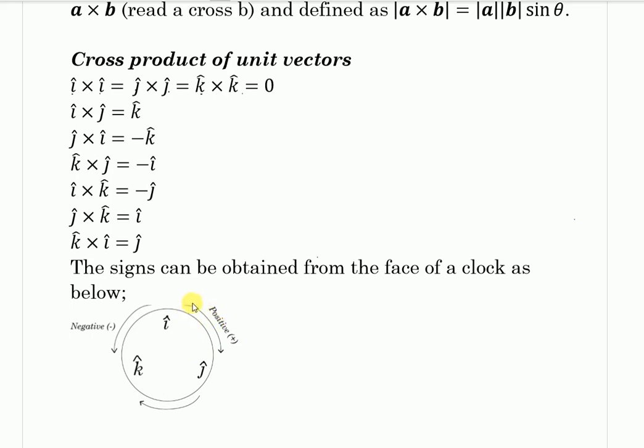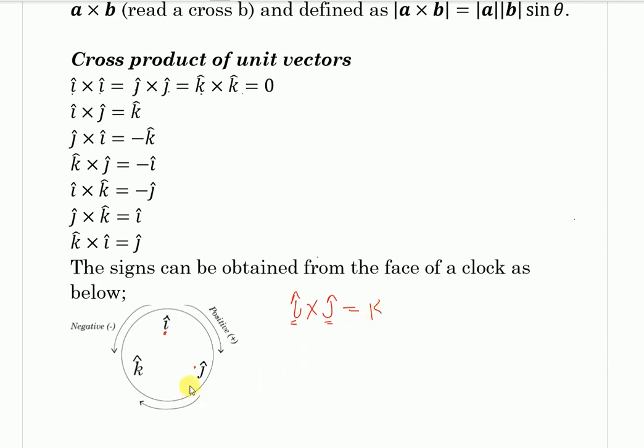If the movement is clockwise, you have it positive. If it is anti-clockwise, you have it negative. What do we mean here? If you have i and you cross it with j, you are starting from i towards j. So from i to j, what type of motion is that? It is clockwise. So that one is positive, and it is a positive k.